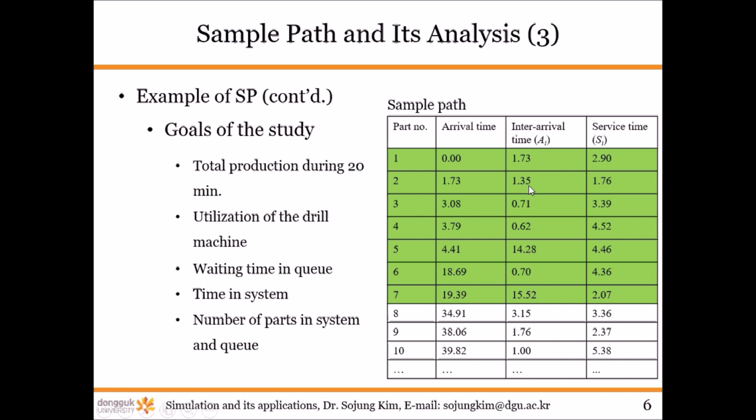So 1.73 plus 1.35 will give you 3.08, as you can see. So part 3 will enter the system at 3.08 minutes. Now you understand, right? Now you can understand how this process goes.